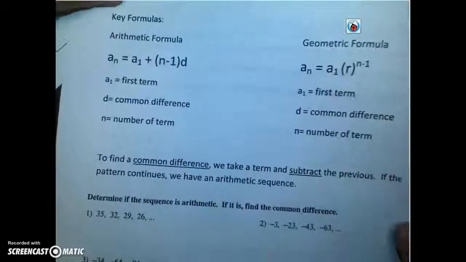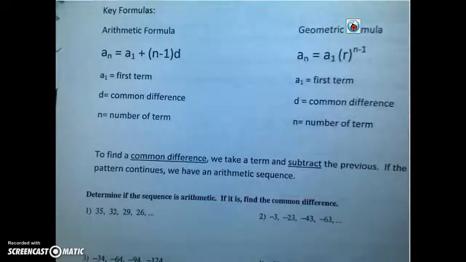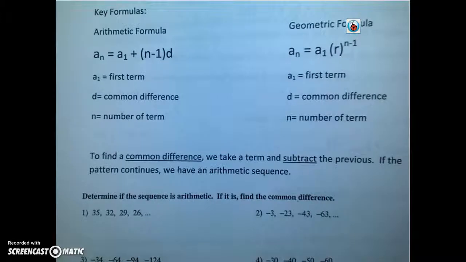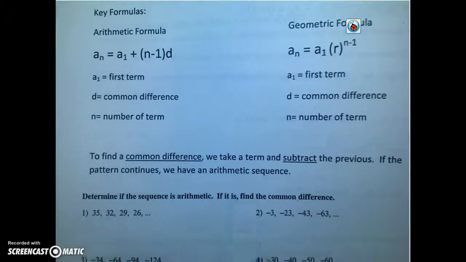So to find your common difference, we can always take a term and subtract the previous, if we're unable to visually determine it. A lot of times we are. This is something you can keep in mind just in case you can't determine what's happening there.